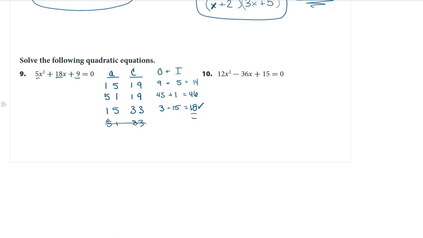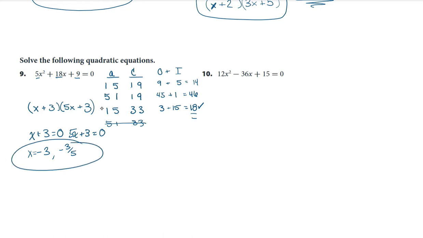So again, to write it, we have 1x, which would just be x, and then the second half would be 5x, and then we have plus 3, plus 3. So then to solve, we set each of those equal to 0 and solve, which is what we did in the last unit. So subtract 3 from each side, you get x equals -3 and -3/5. And that's how you would solve those.